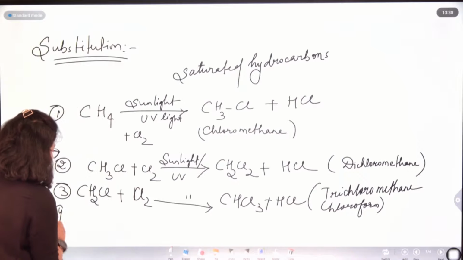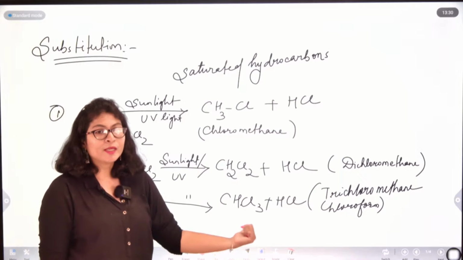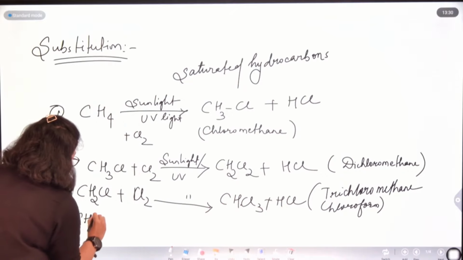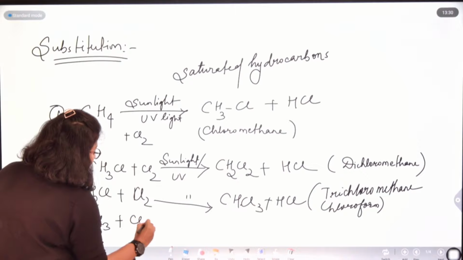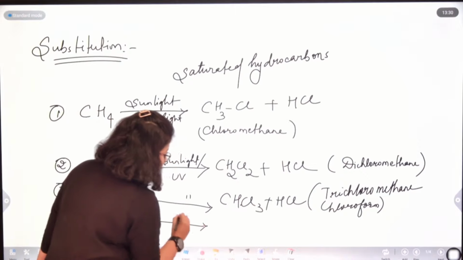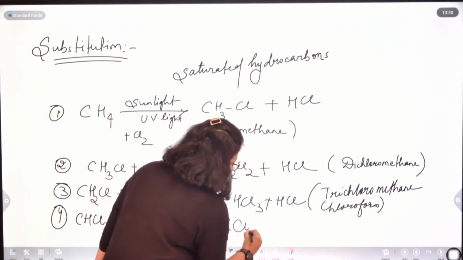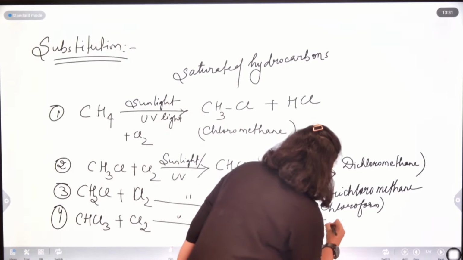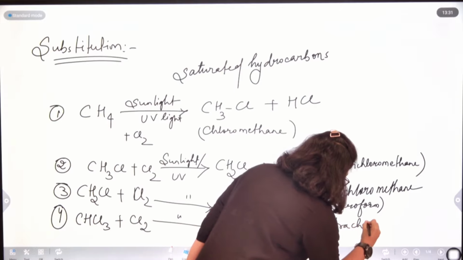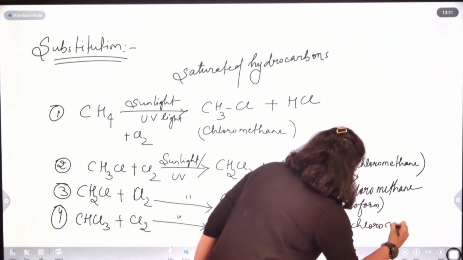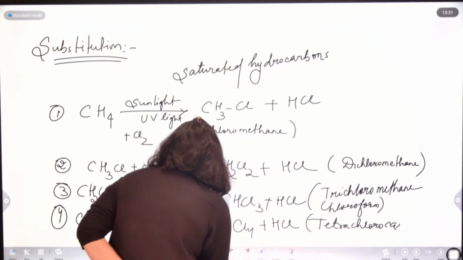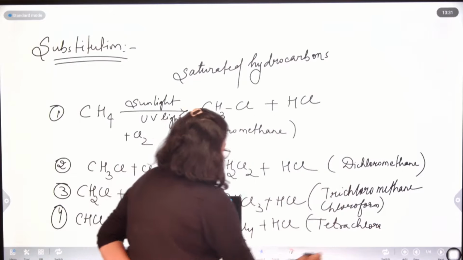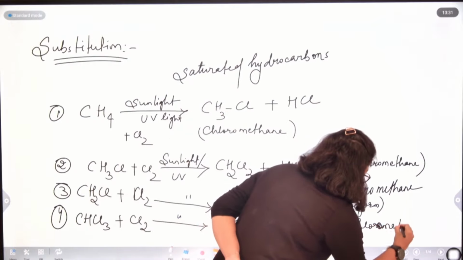Next, in the fourth step, I still have one more hydrogen atom left, and I can substitute that also. So if I react CHCl3 with Cl2 under similar conditions, I will get CCl4 plus HCl. Here I will get tetrachloromethane.